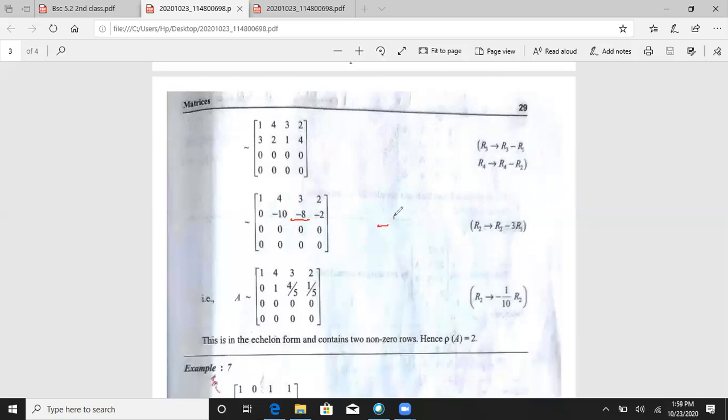Why? Because minus 8 into minus 1 by 10. Minus into minus is plus. That is 2 4s are 8, 2 5s are 10, that is 4 by 5. I write here 4 by 5. Next come to minus 2 into minus 1 by 10. Minus into minus plus. That is 2 1s are 2, 2 5s are 10, that is 1 by 5. 1 by 5, I write here.